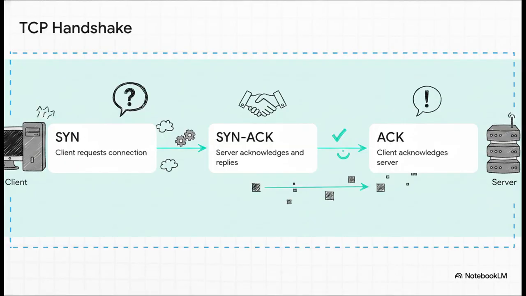Now, because TCP guarantees that delivery, it actually has to politely introduce itself before sending anything. This is the famous TCP three-way handshake. Step 1. The client sends a SYN, or synchronized message, saying, "Hey, I'd like to connect." Step 2, the server replies with a SYN-ACK, basically acknowledging the request and saying, "I'm ready, let's connect." Step 3, the client sends a final ACK, acknowledging the server. Only after this super polite, three-step hello protocol exchange does the reliable data transfer actually begin.